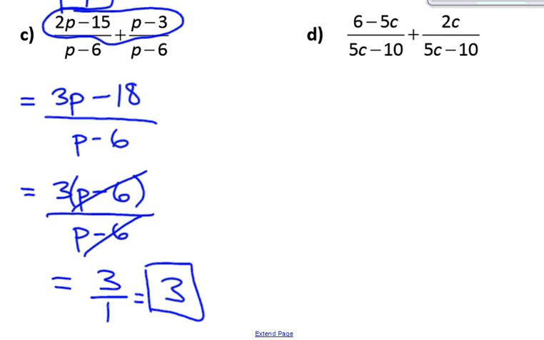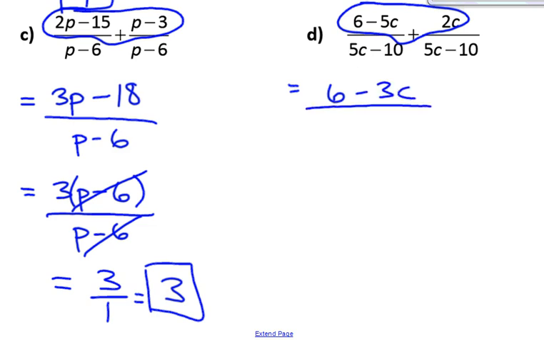Okay? All right, and so for example D, again, we have the same denominator, 5c minus 10, so all we have to do is combine like terms in the numerator. 6 does not have a like term, so it's going to stay 6. Then we have negative 5c plus 2c, which would become negative 3c. Then the denominator stays the same.